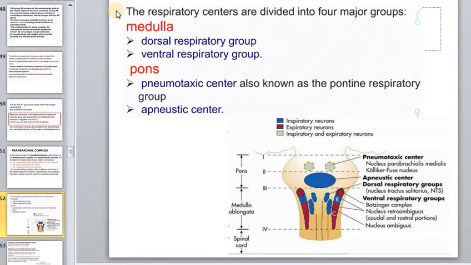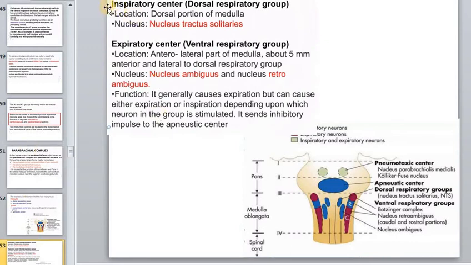At first we will discuss the respiratory center, divided into four major groups in the medulla and pons. And here we see the dorsal respiratory group and ventral respiratory group of nuclei, and pneumotaxic centers and apneustic centers, which control apnea. The inspiratory center is the dorsal respiratory group, with its location and nuclei, and the expiratory center is the ventral respiratory group, with its location and nuclei. It's not very big, about 5 millimeters in humans, so it's a very important part. So here we see the parts of the brain, pons, medulla oblongata, and part of the spinal cord.